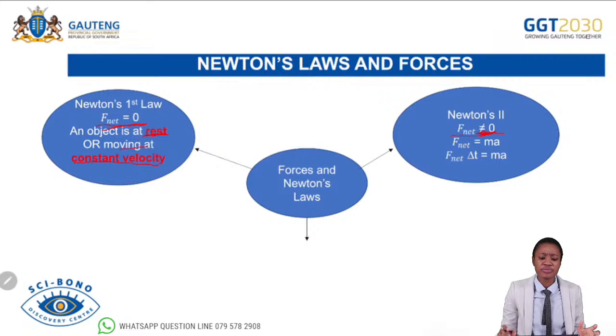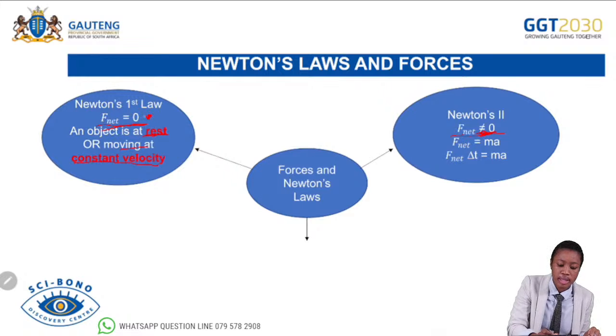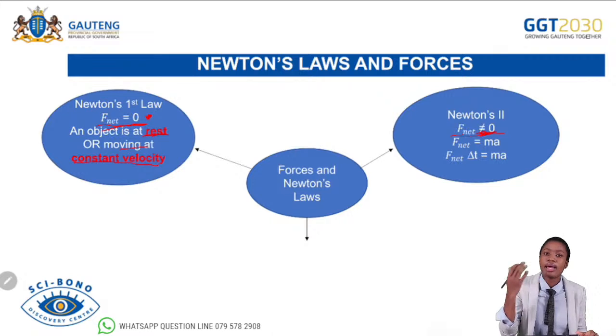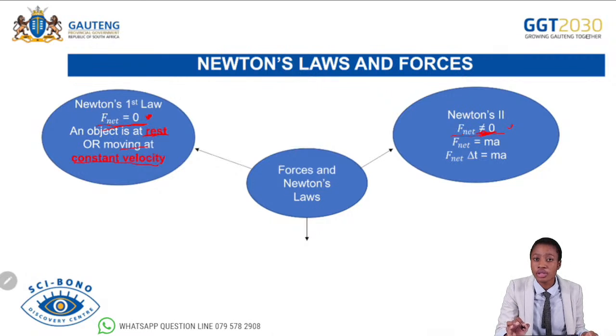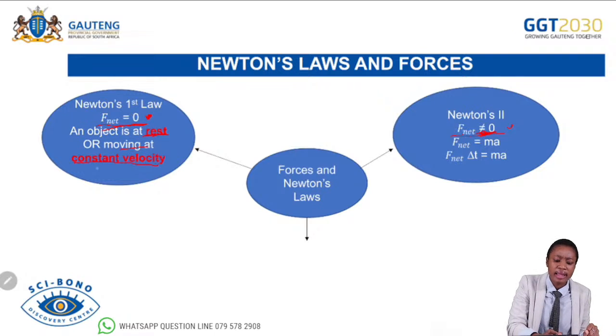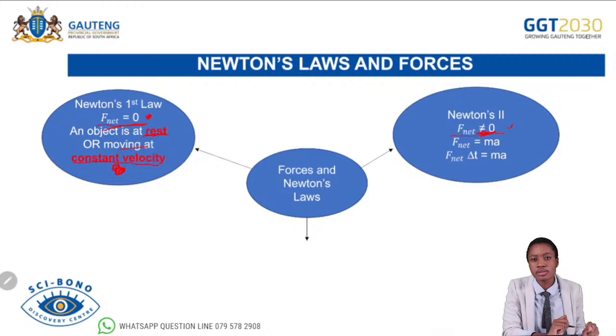So the major difference between the first and the second law is that in the first law, the sum of the forces gives us zero. In the second law, the sum of the forces does not equal zero. So there is a force there that will cause an object to accelerate. Here, in the first law, the object moves at a constant velocity. What does constant velocity tell you? It tells you that the acceleration is zero.